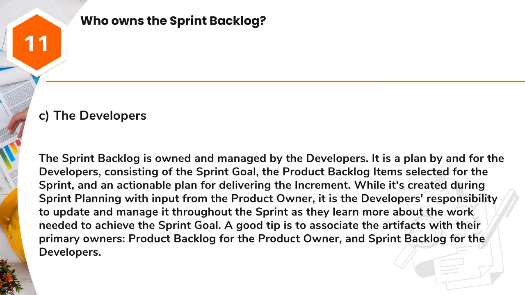Answer: C. The developers. The sprint backlog is owned and managed by the developers. It is a plan by and for the developers, consisting of the sprint goal, the product backlog items selected for the sprint, and an actionable plan for delivering the increment. While it's created during sprint planning with input from the product owner, it is the developers' responsibility to update and manage it throughout the sprint as they learn more about the work needed to achieve the sprint goal.